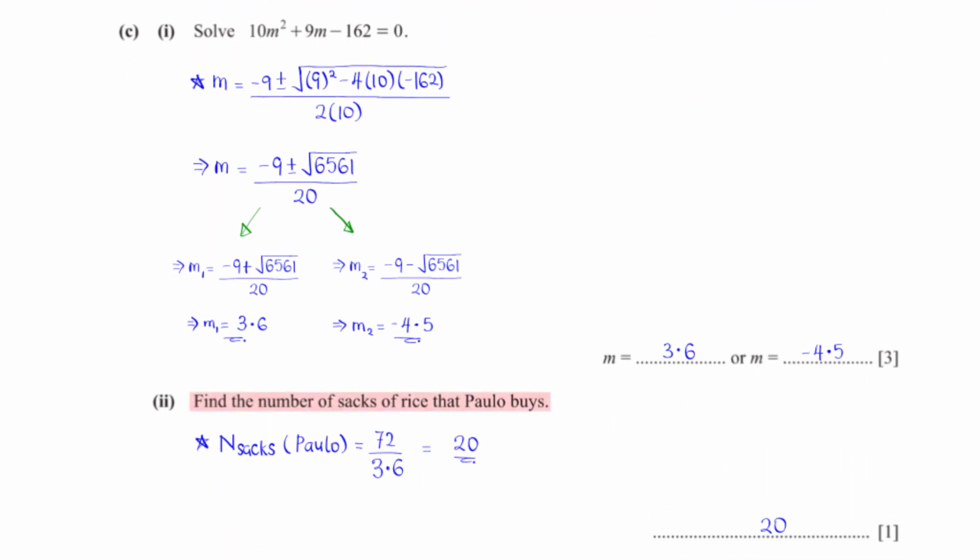Find the number of sacks of rice that Paulo buys. In part AI, we found that Paulo buys 72 over m sacks of rice. In part CI, we found two possible values of m. The number of sacks Paulo buys cannot be negative, so we use the positive value of m, which is 3.6. 72 over 3.6 is equal to 20.